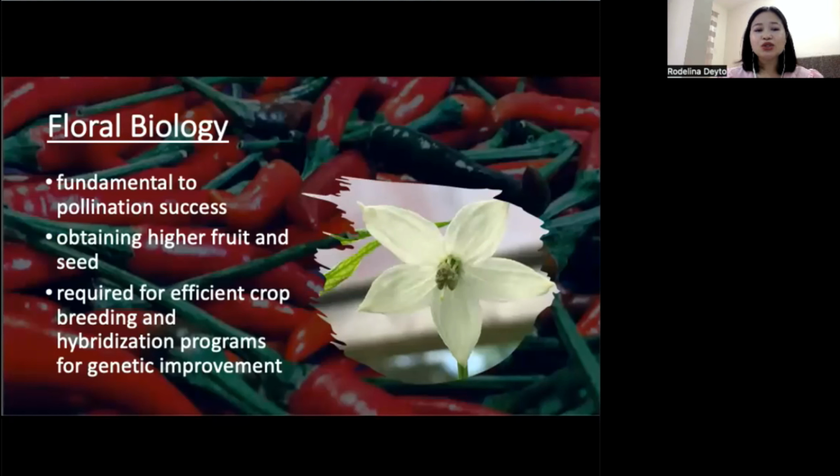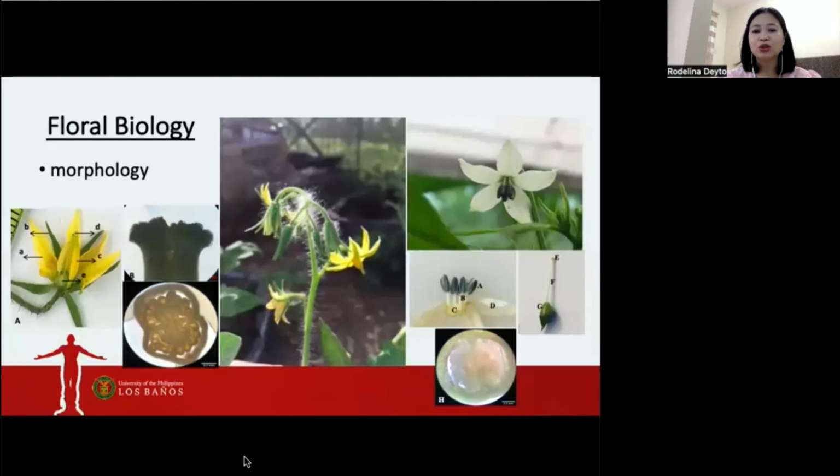Floral biology is an area of ecological research that studies the structures, behavior, and physiological aspects involved in the flowering of plants. The knowledge of floral biology is fundamental to pollination success and in obtaining higher fruit and seed set. Moreover, knowledge of floral biology is required for efficient crop breeding and hybridization programs for genetic improvement. Now, what are the areas of research within the field of floral biology?